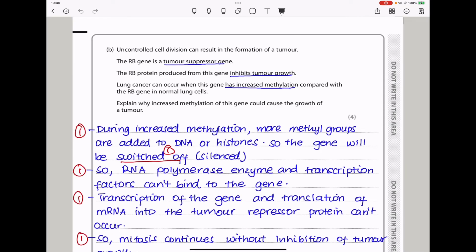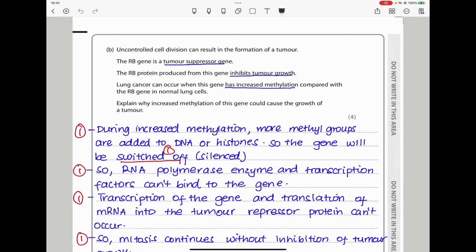Here they say, uncontrolled cell division can result in the formation of a tumor. The RB gene is a tumor suppressor gene, meaning it suppresses the formation of tumors. So they say the RB protein produced from this gene inhibits tumor growth. Then cancer can occur when this gene has increased methylation compared with the RB gene in normal lung cells. Explain why increased methylation of this gene could cause the growth of a tumor.